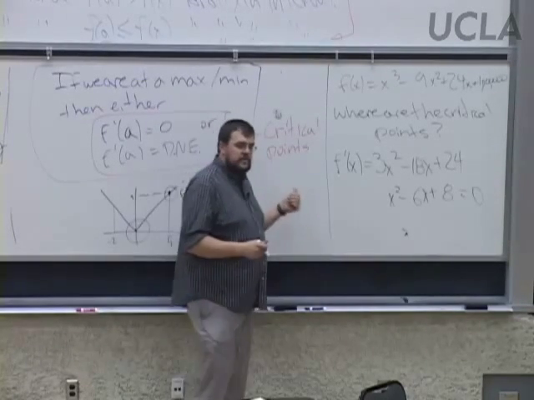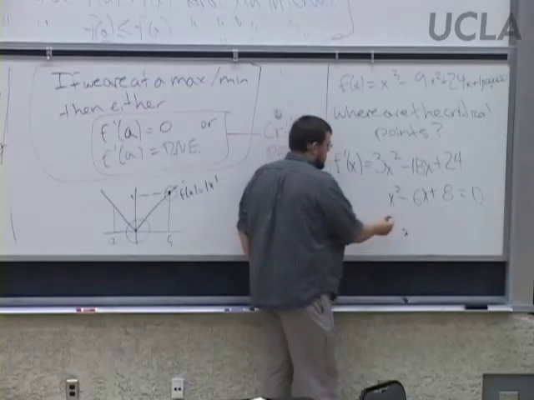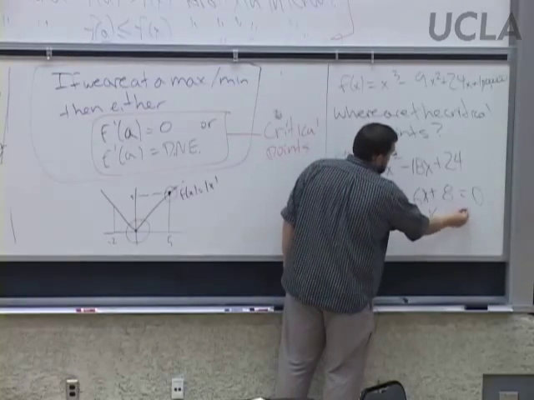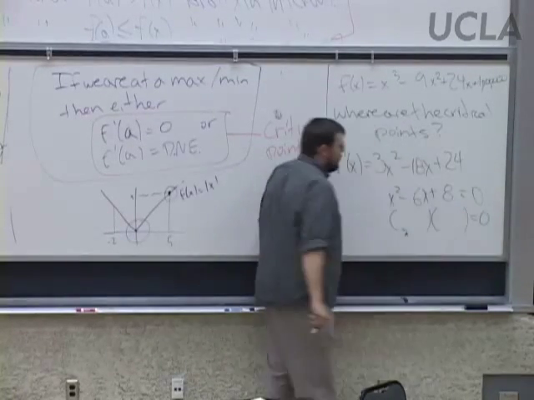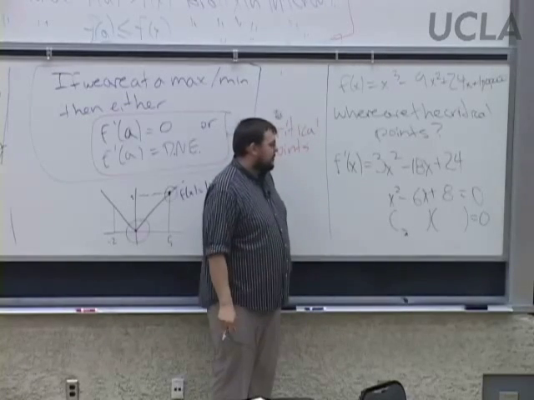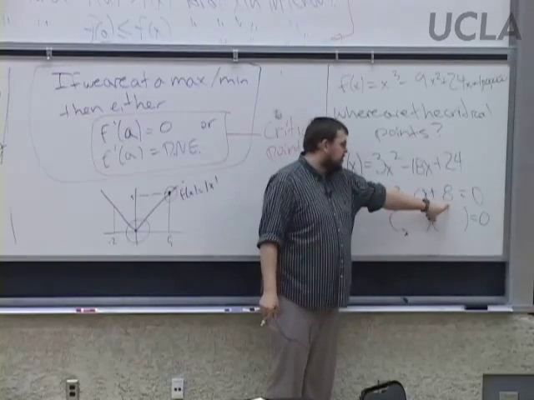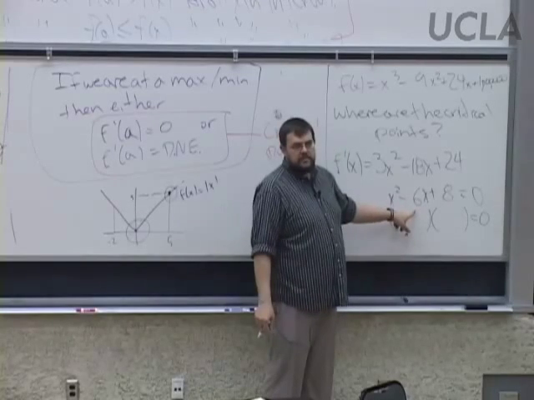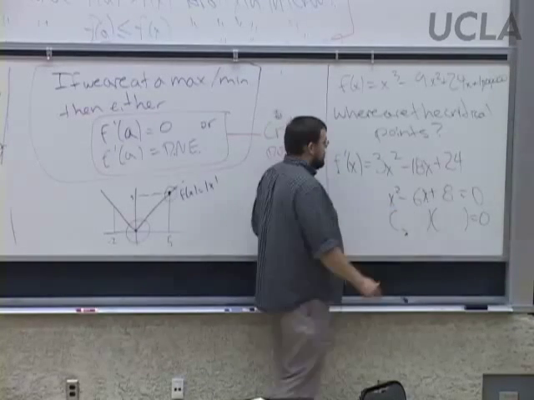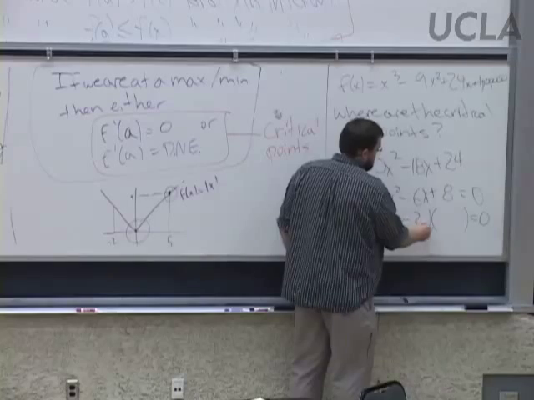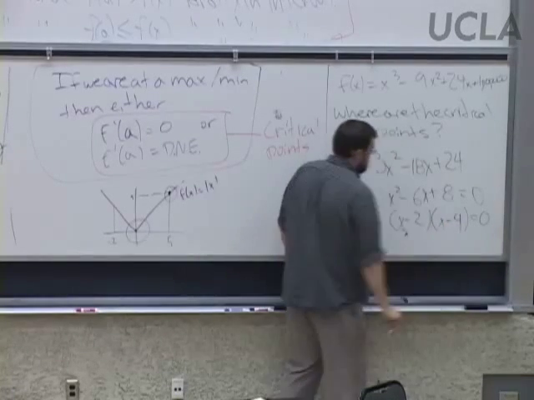Because can we factor this? And the answer is yes, we can if we're good enough. If not, we throw it into the quadratic formula. So I'm looking for two numbers that multiply to 8 but add to 6. Yeah, 2 and 4. So x minus 2, x minus 4.